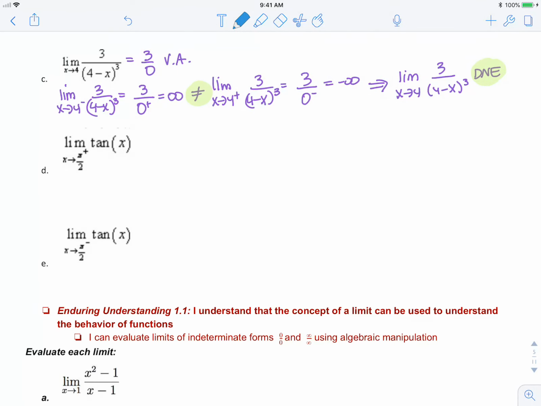So let's continue on. Now we have tangent x. Now that's a little trig identity that's helpful to keep in mind. This is actually the limit as x approaches pi over 2 from the right of sine x over cosine x. So sine of pi over 2 is 1, cosine of pi over 2 is 0. So that is a vertical asymptote.